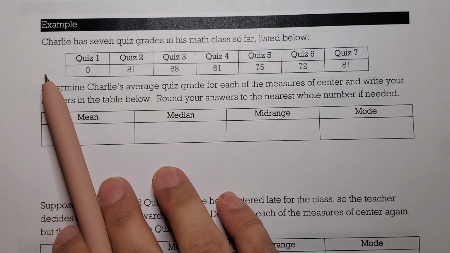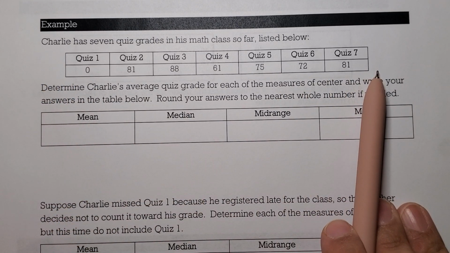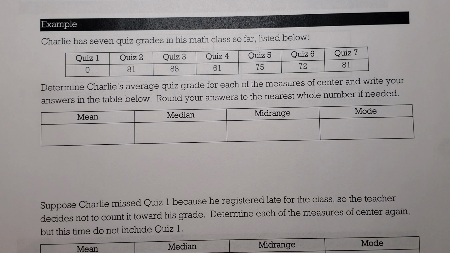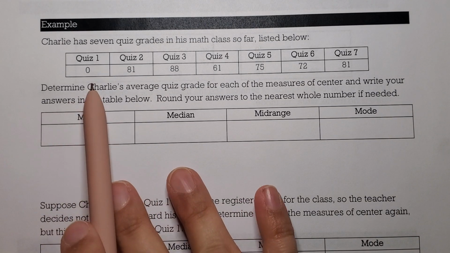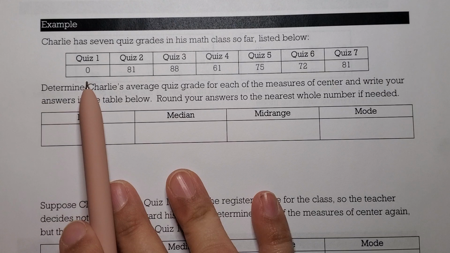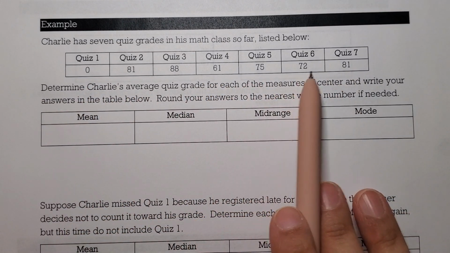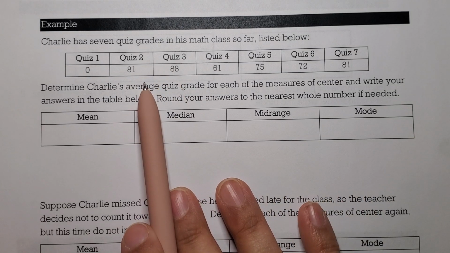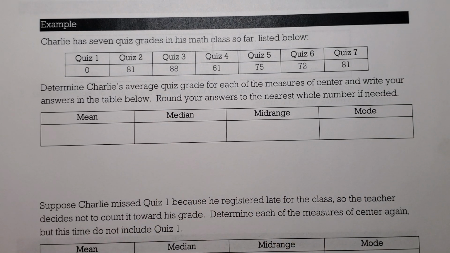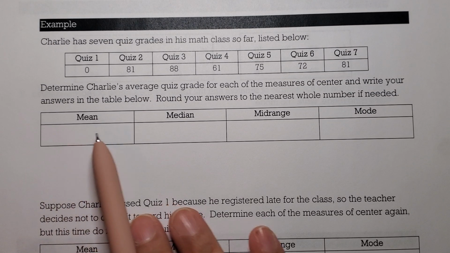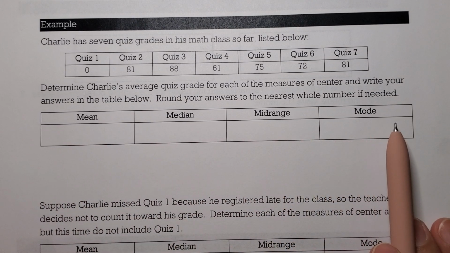So Charlie's got 7 quiz grades. And if I look at these, there's one that jumps out at me. Poor Charlie didn't do so great on quiz 1. His others were okay, right? He's got a 60, a couple 70s, and a few 80s. So if I want to say, what is Charlie's quiz average? I could be looking for a mean, a median, a mid-range, or mode.